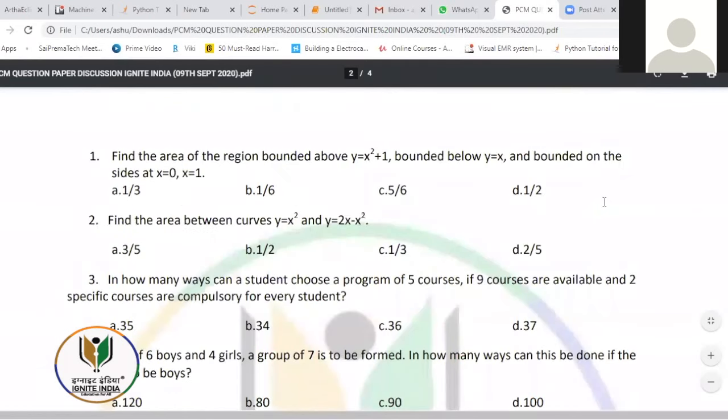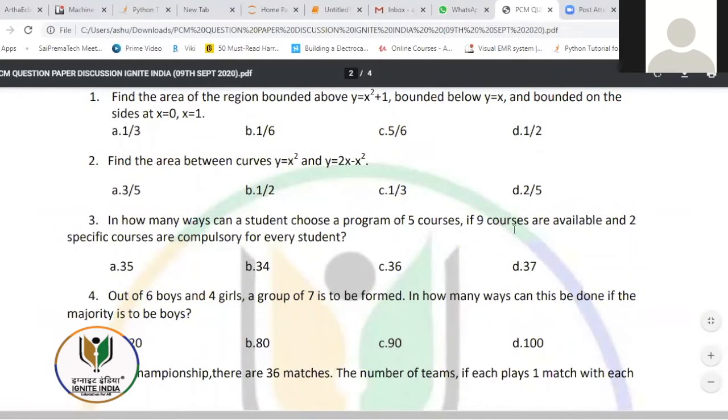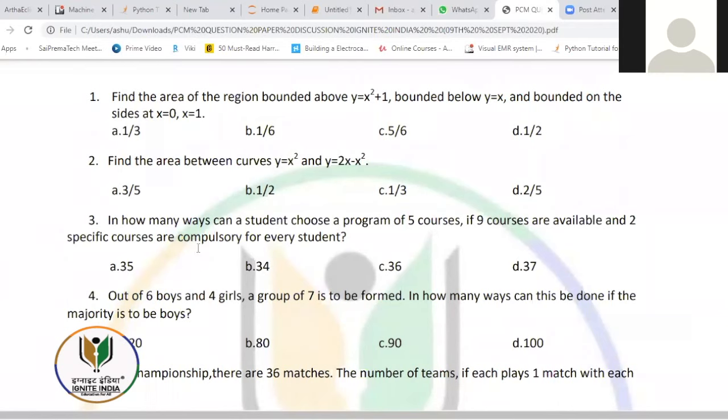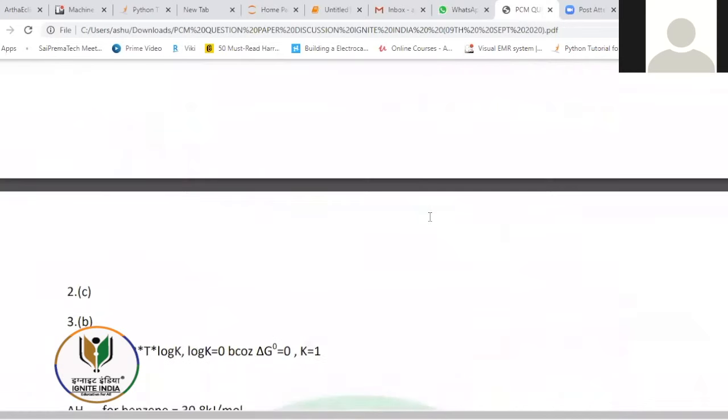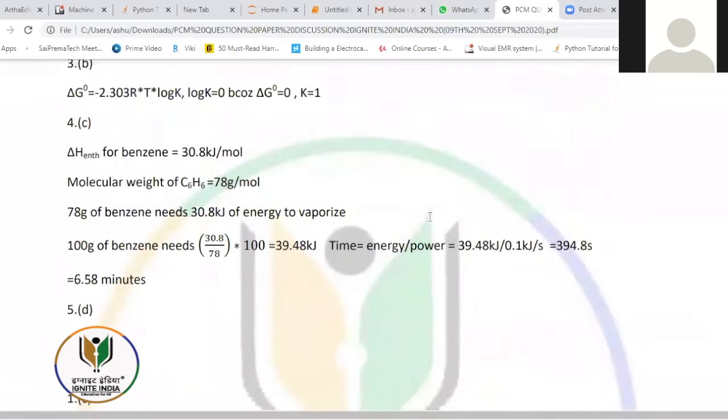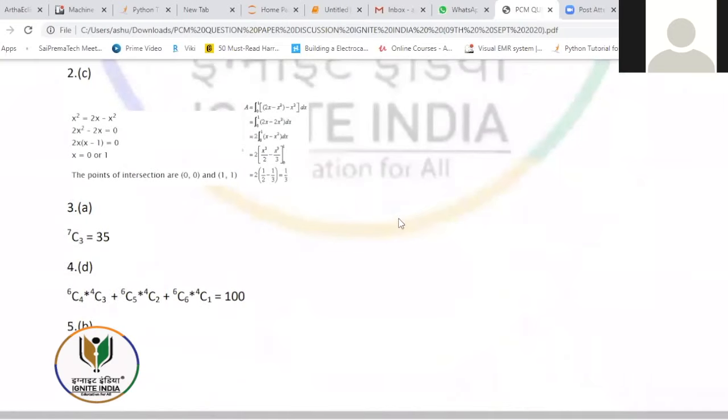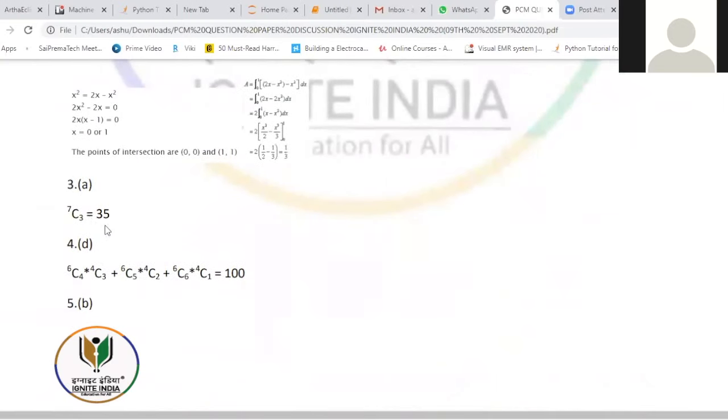Now the next question is, in how many ways can a student choose a program of 5 courses if 9 courses are available and 2 specific courses are compulsory for every student? This is a permutation combination question. Out of 9, if 2 are compulsory and you have to choose them, how many will remain? 7. And you have to choose 5, out of which you have already chosen 2. So how many remain? 3. So it's just a matter of the combination formula. 7C3, you will get 35.